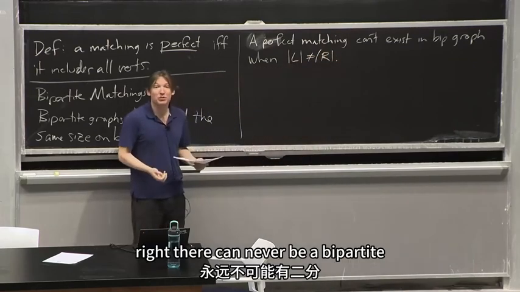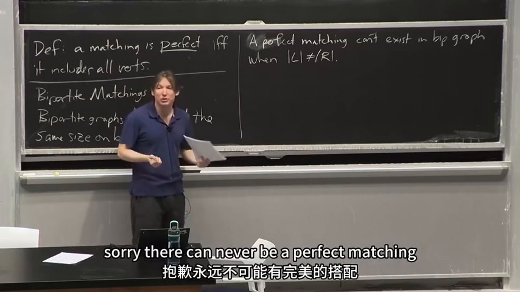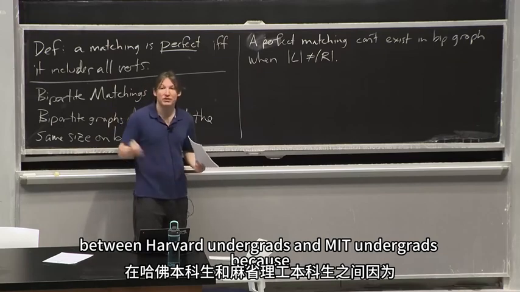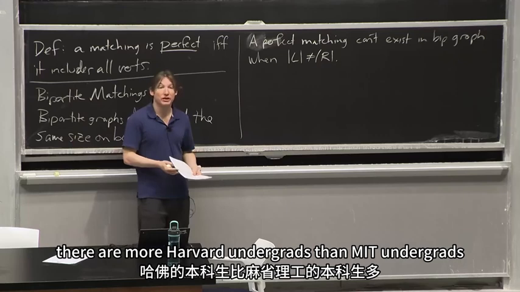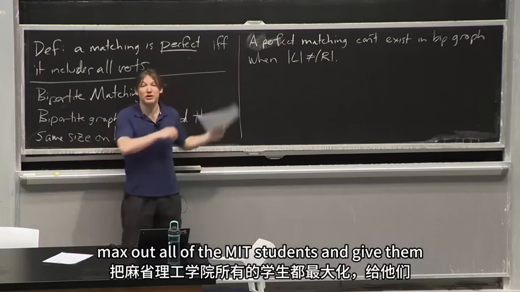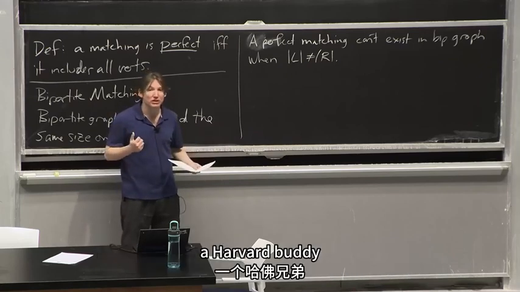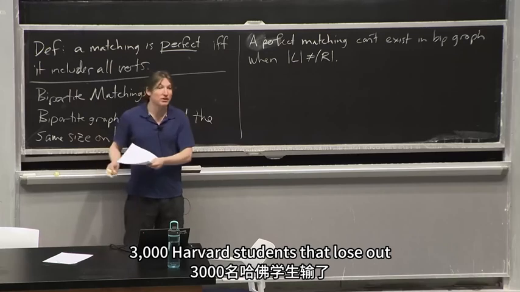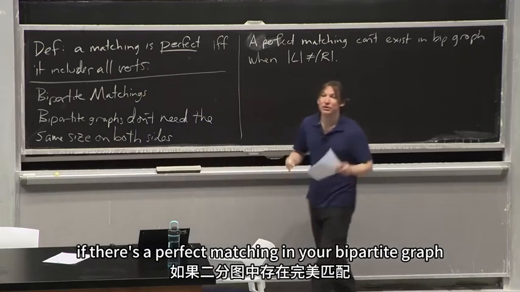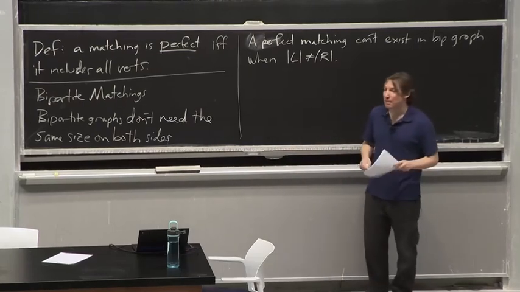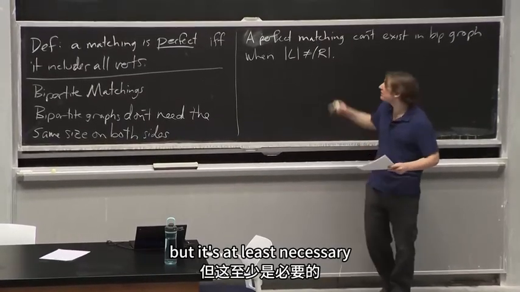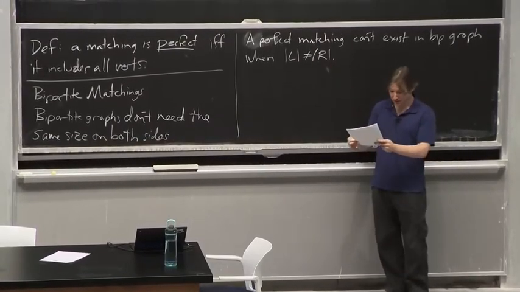Right? There can never be a perfect matching between Harvard undergrads and MIT undergrads because there are more Harvard undergrads than MIT undergrads. Every edge includes one of each, so even if we max out all of the MIT students and give them a Harvard buddy, there's still going to be 3,000 Harvard students that lose out. So if there's a perfect matching in your bipartite graph, you have to have the same size. Doesn't mean there will always be a perfect matching when the two sides have the same size, but it's at least necessary. All right?